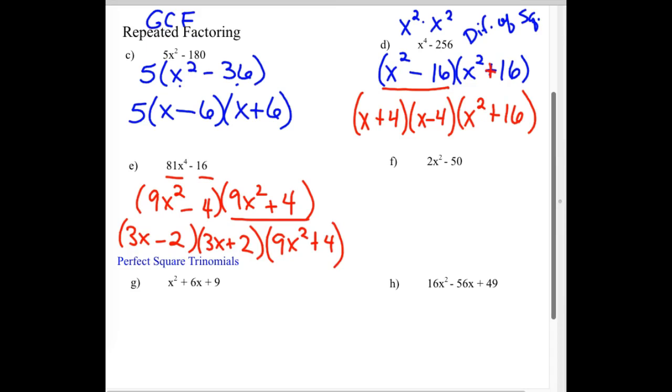For question F here, there is a common GCF of 2. And if we factor that out, we end up with an x squared minus 25. So that's again another difference of squares pattern. We're going to factor it down. The x squared becomes x times x. The negative 25 becomes a negative 5 and a positive 5.